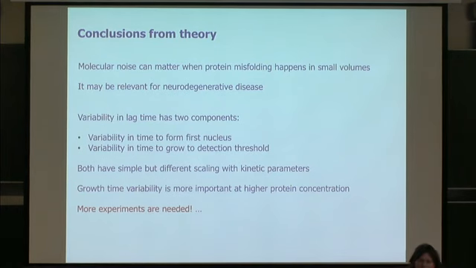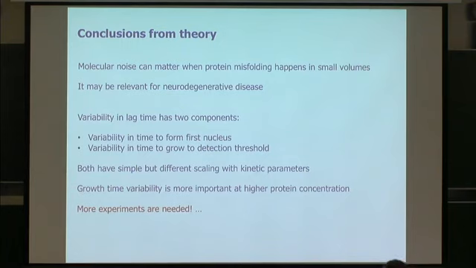So from the theory, what we conclude is that this molecular noise in amyloid fibril formation can matter when protein formation happens in small volumes like the volume of a human cell, and this might be relevant, who knows. And we also find that it has two components. The variability has a component which is the time to form the first nucleus, and another component which is the time before you can actually detect formation of the fibrils. Both of them have simple scaling with the parameters, but it's different scaling. In particular, they scale differently with the protein concentration.